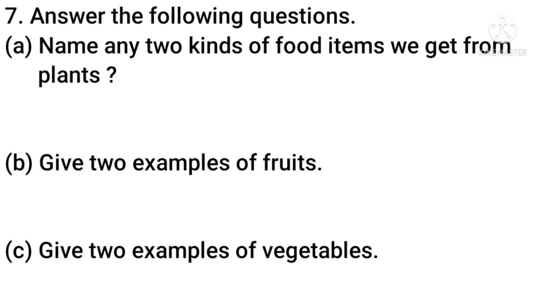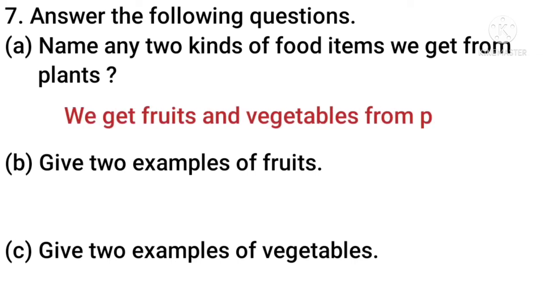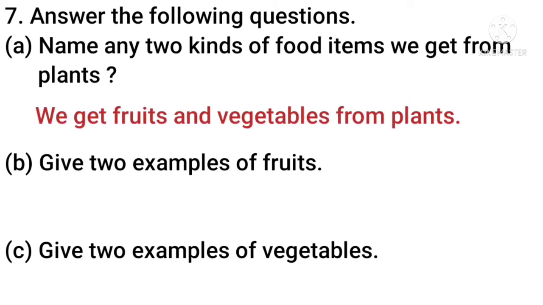Question number 7. Answer the following questions. Number A. Name any 2 kinds of food items we get from plants. The answer will be we get fruits and vegetables from plants.